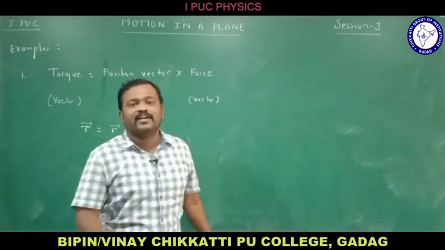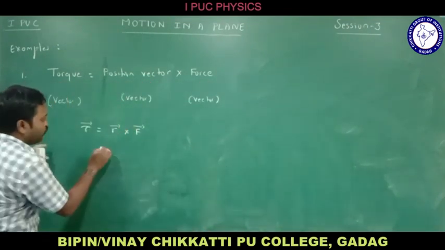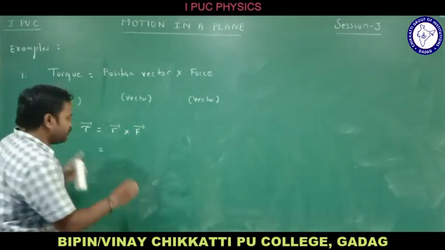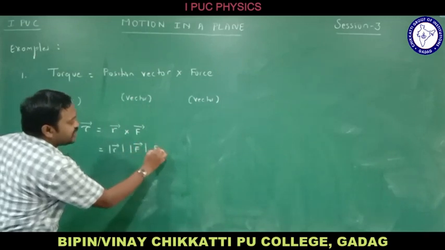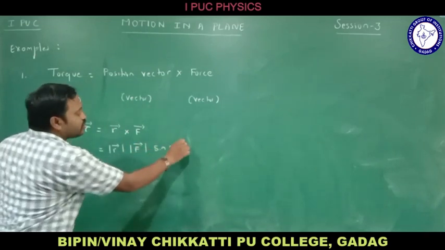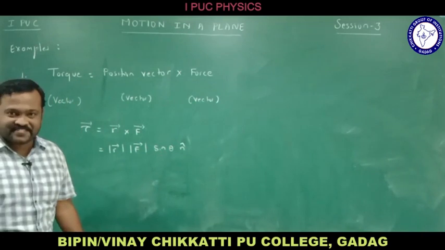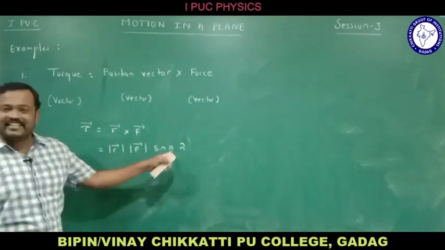Right, this is one of the formulas that we will be studying in the further chapters. What is A cross B? What is the formula for A cross B? Modulus of A, modulus of B, which theta? Sin theta. What shall I take now here? N cap. Right, so modulus of A, modulus of B, sin theta, N cap.